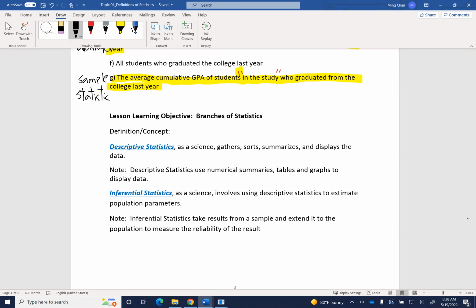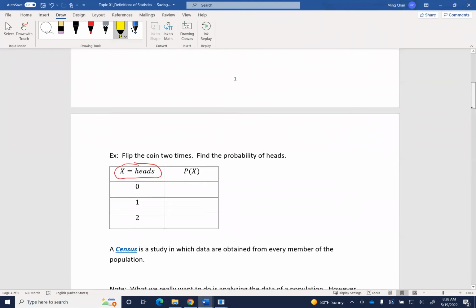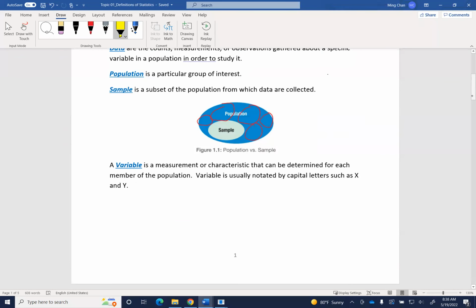Inferential statistics, as a science, involves using descriptive statistics to estimate the population parameters. This is what we're going to do later in the semester. Because remember, we're trying to collect data from an entire population, but that's impossible. So we're going to take lots and lots of little samples. So the numerical values from these samples can be used to estimate what the true population is, whatever we're trying to study.